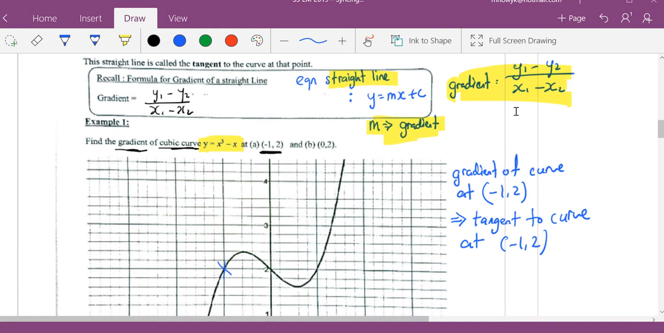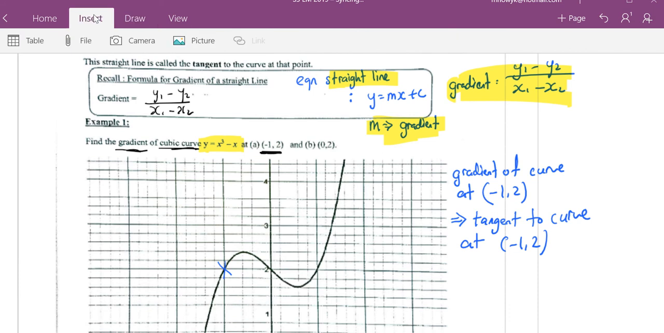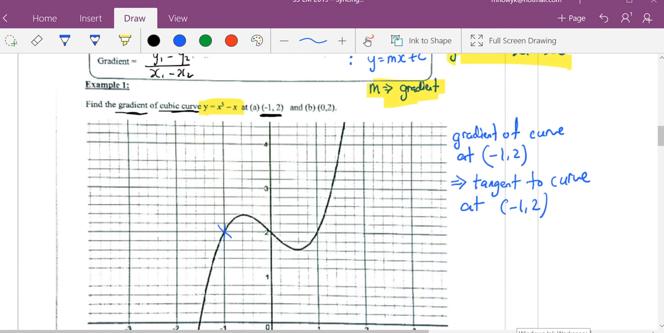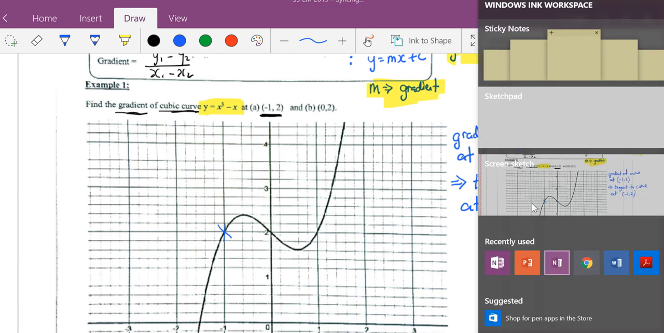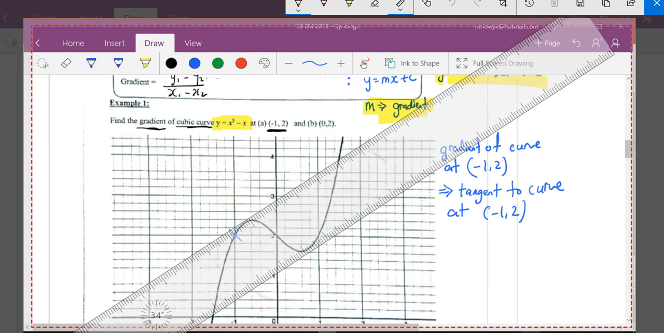Now what I'm going to do, I'm going to pull out my ruler. Where is my ruler? There is no ruler. Okay, so I'm going to pull out my ruler. Ready? Okay, this is my ruler. Can you see my ruler?